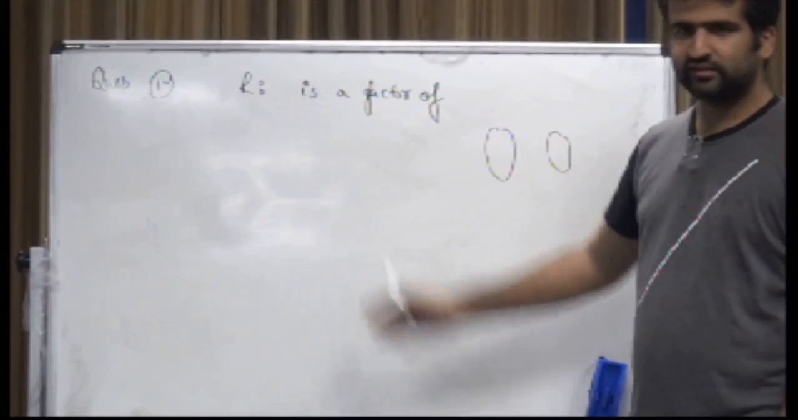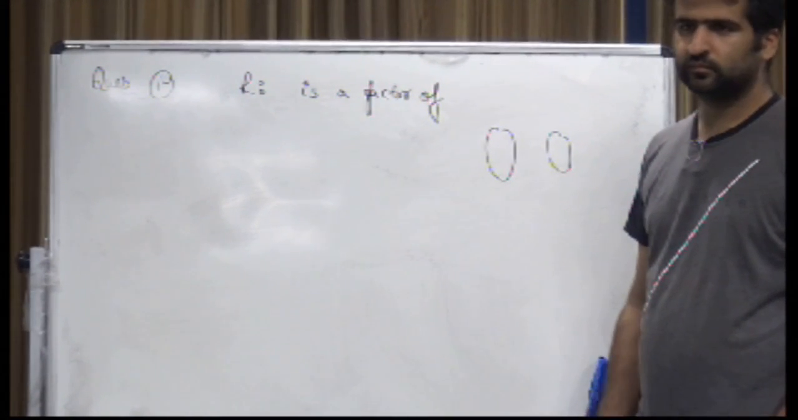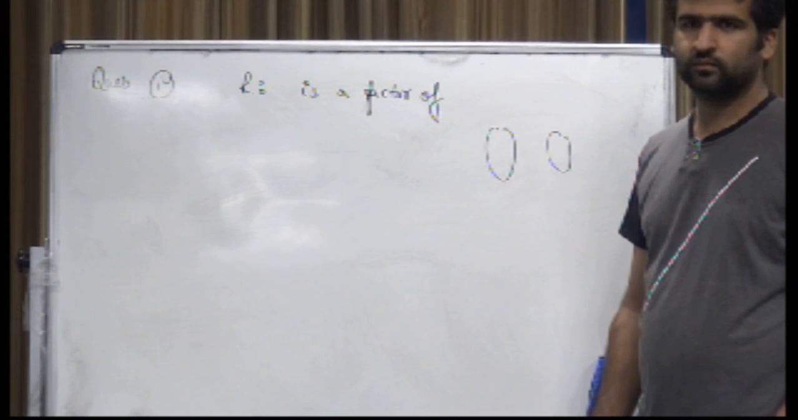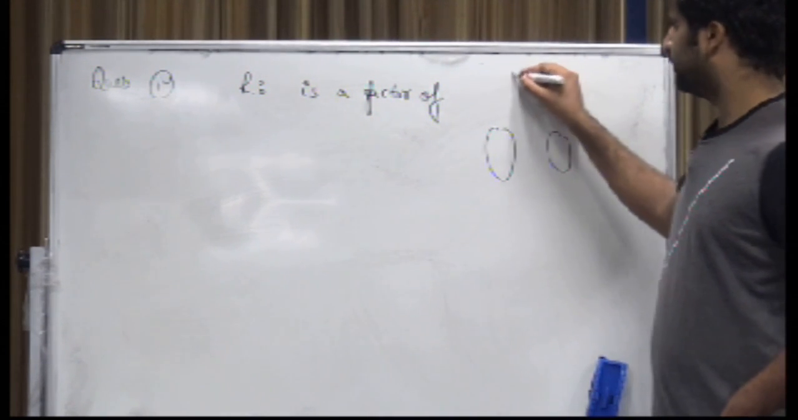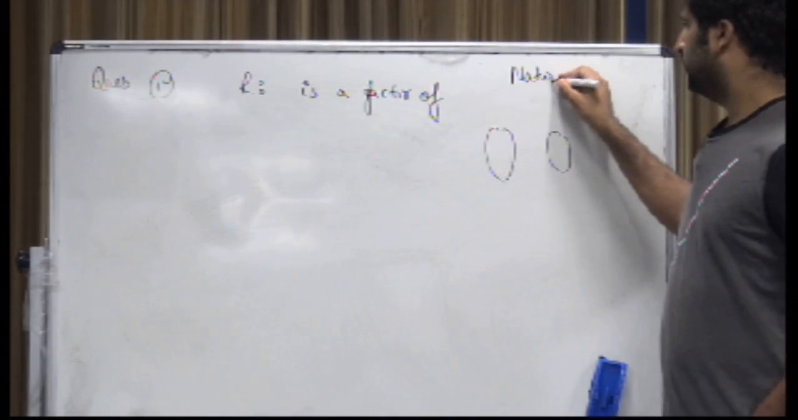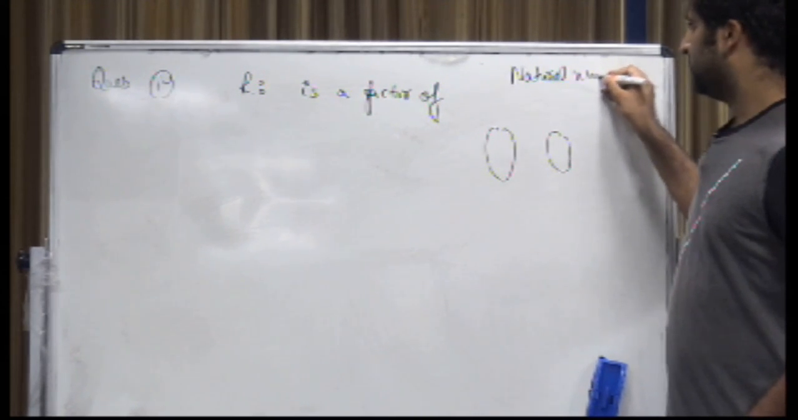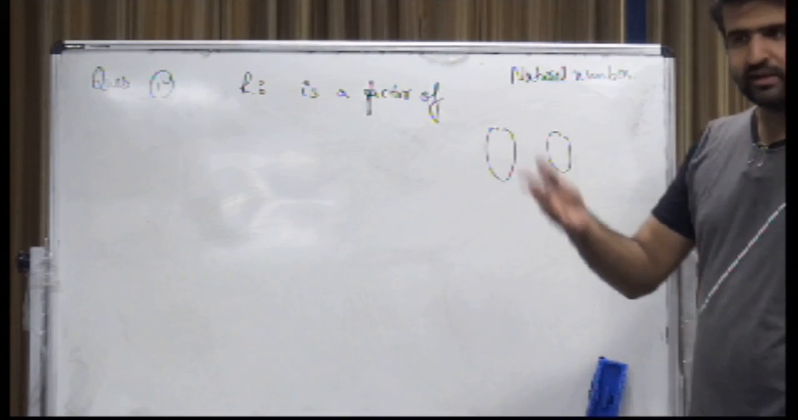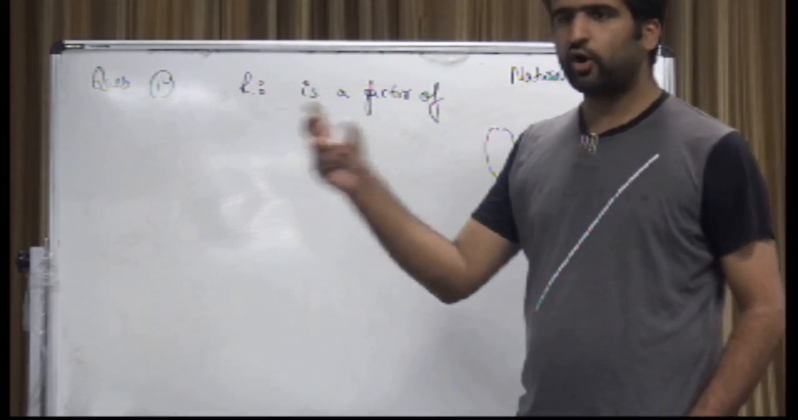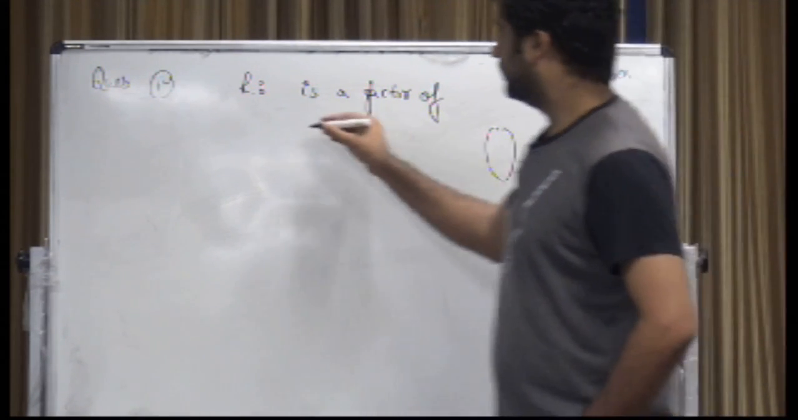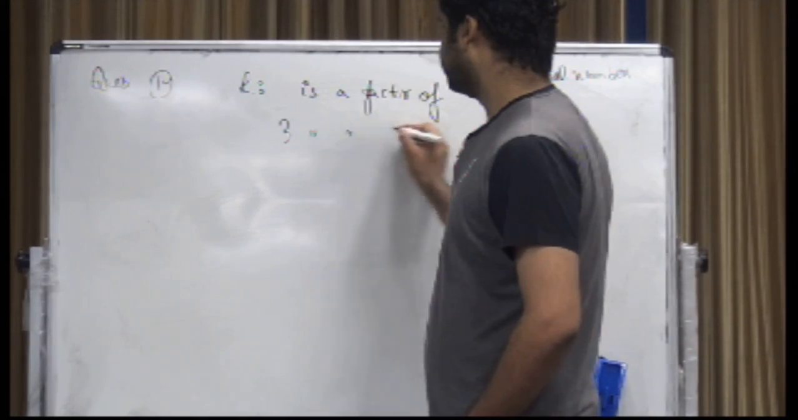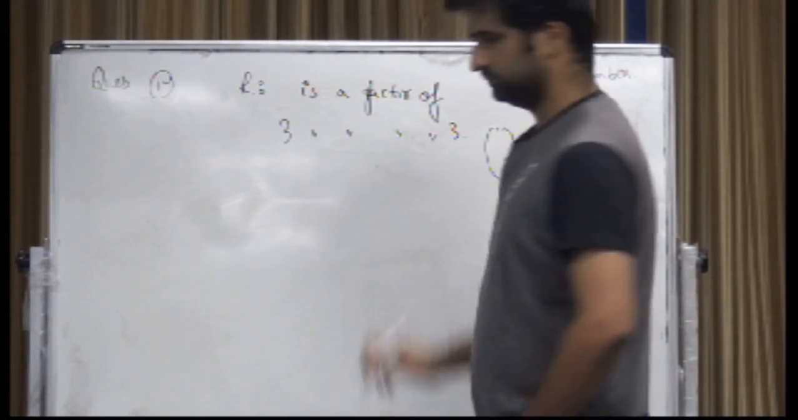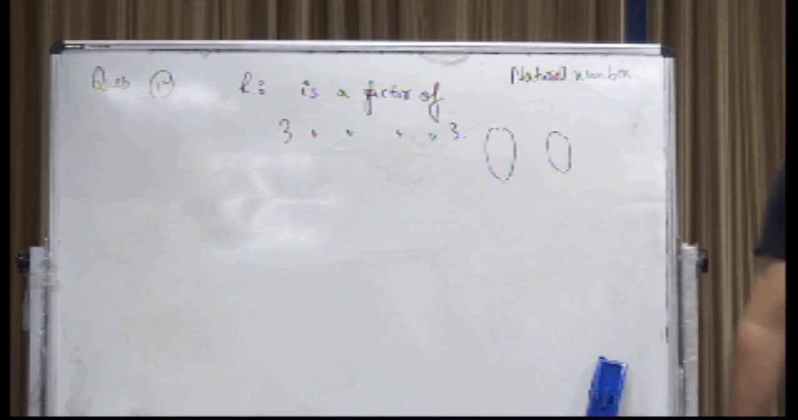Is this reflexive? Now this is applying for only natural numbers, don't worry. So what do we mean by reflexive? That A comma A should be there. So we can say that 3 is a factor of 3 or 5 is a factor of 5. So this one is reflexive.